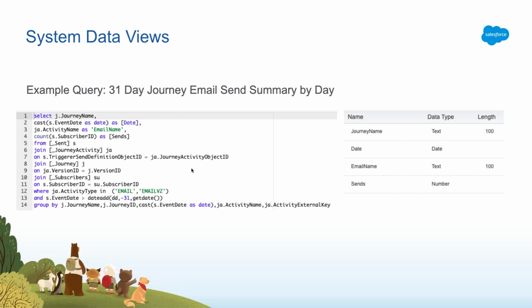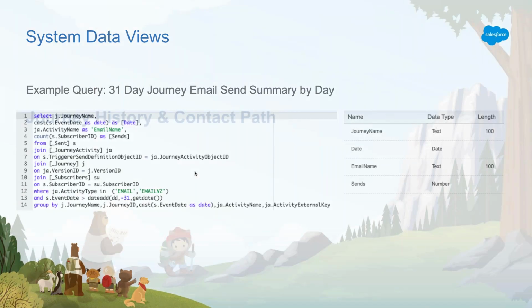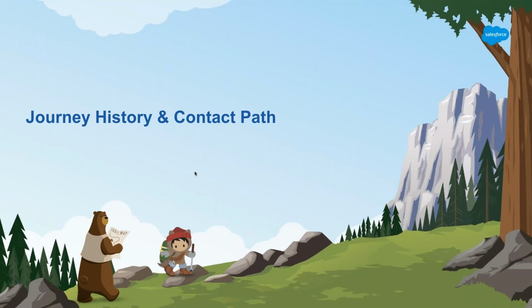So it's really useful to spend some time understanding how the system data views work, because that will give you a whole new level of granularity in your analytics to really push what you're doing to another level. But whilst we're talking about contact level analytics, I think it's important that we take a look at contacts and the paths that they could follow through a journey. I'm going to pass you back over to Natalie to cover some of this detail.